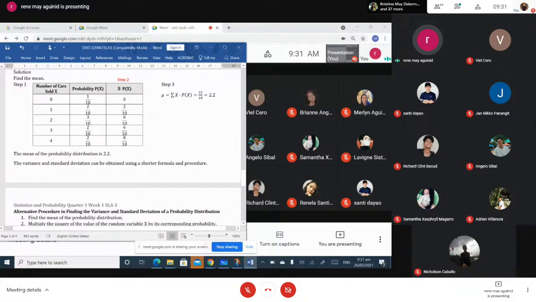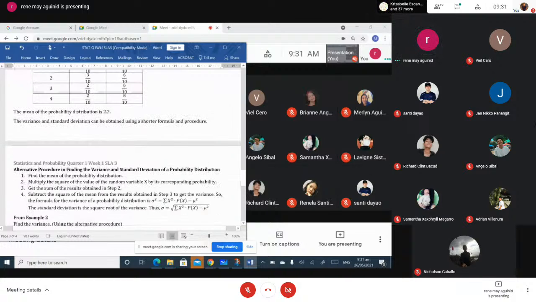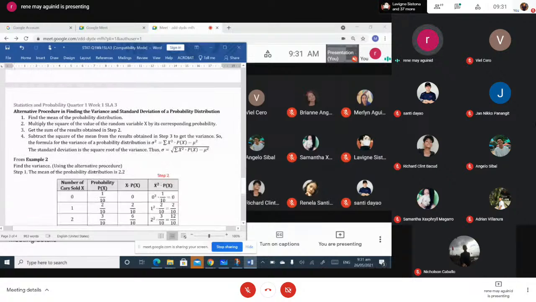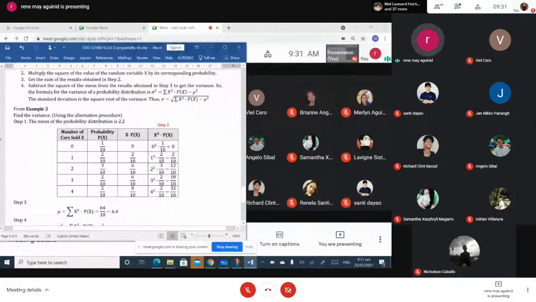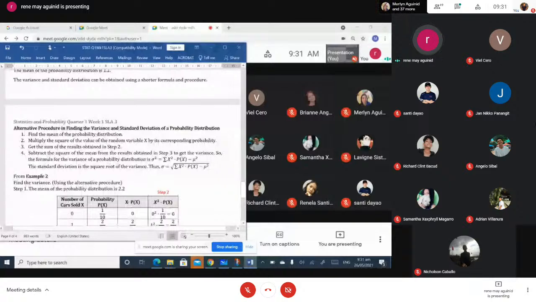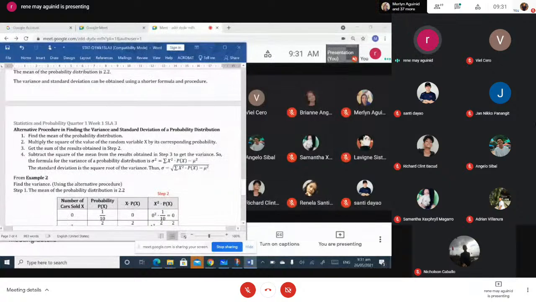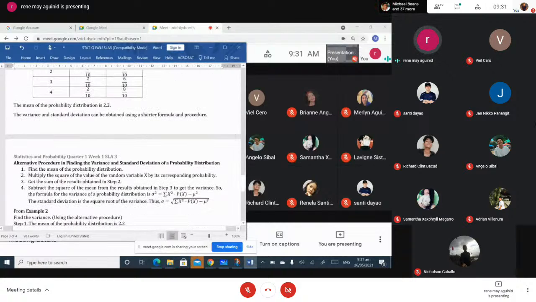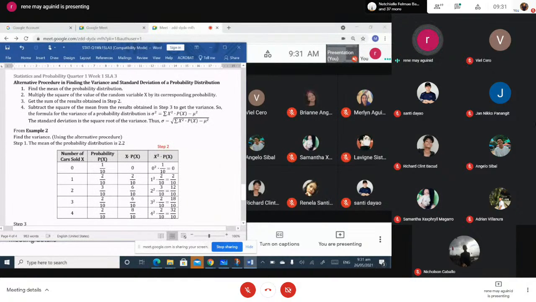So for the variance and standard deviation, we now have our mean of 2.2. You can proceed with the procedure, or you can use this formula, the same ones we used before. You can use the formula, or you can use the procedure given above.